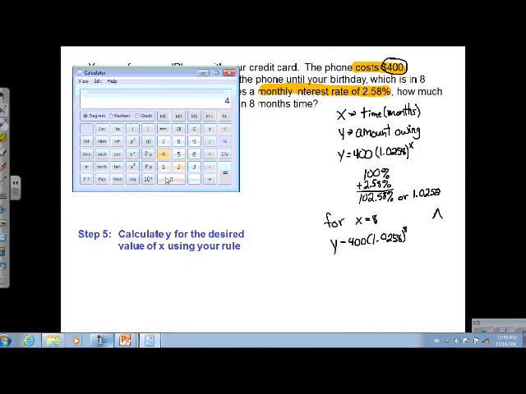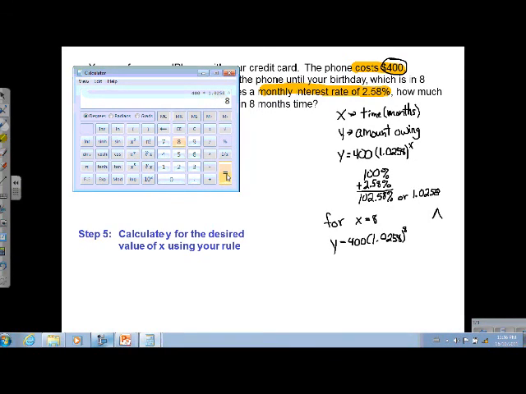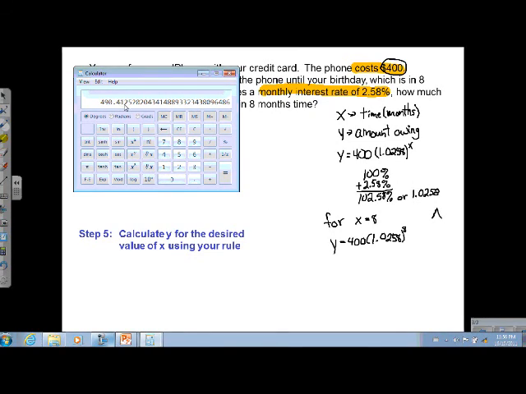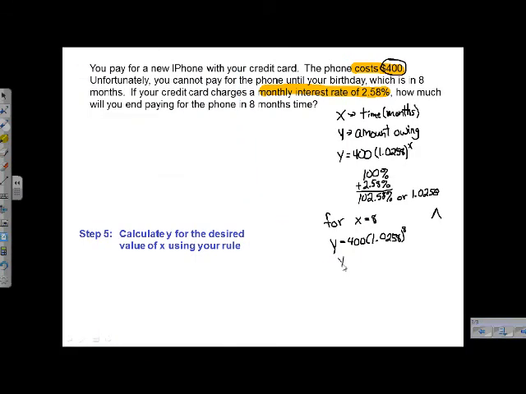So let's put it in again. So we have 400 times 1.025, in this case to the power of 8, and it gives us $490.41. We don't really need to go beyond 2 decimals. It's giving us a ton here, but when we're talking about money, it makes sense to go to the nearest penny. So $490.41. So y equals $490.41.